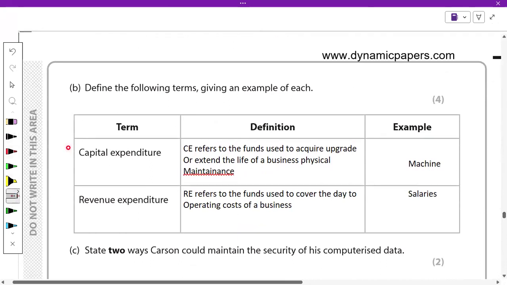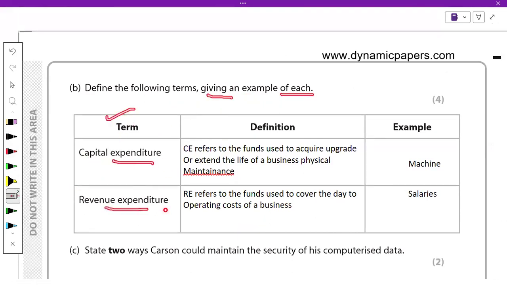Okay, so we have the next question. Define the following terms, give an example of each. So we have the terms capital expenditure and revenue expenditure. First of all, we have to write the definition. So what is a capital expenditure? Capital expenditure refers to the funds used to acquire, upgrade, or extend the life of a business's physical assets. The example is machine. Revenue expenditure refers to the funds used to cover the day-to-day operating cost of a business, and the example is salaries.